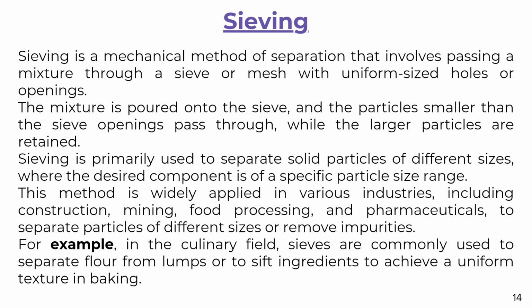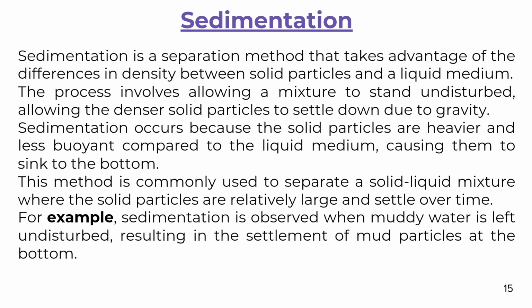Sieving is primarily used to separate solid particles of different sizes, where the desired component is of a specific particle size range. This method is widely applied in various industries, including construction, mining, food processing, and pharmaceuticals, to separate particles of different sizes or remove impurities. For example, in the culinary field, sieves are commonly used to separate flour from lumps or to sift ingredients to achieve a uniform texture in baking.